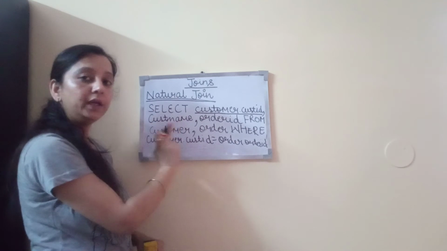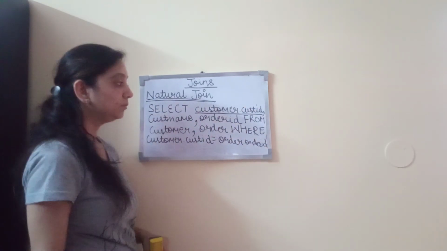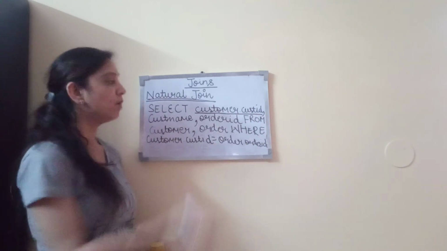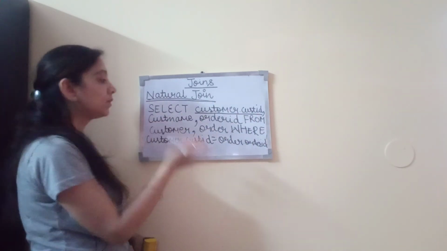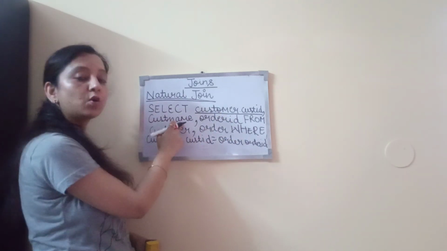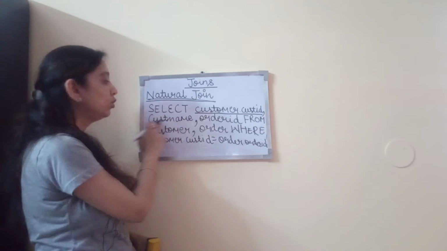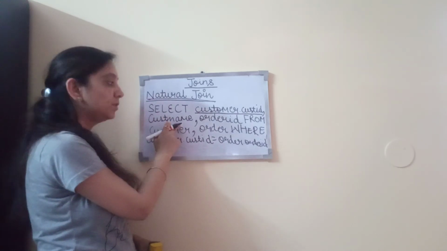So this is the only difference. So we say select customer.customer ID. That is, take customer ID from customer table, comma customer name, comma order ID. Customer name is only present in the customer table, so we do not have to mention from which table. By default, it will take customer name from customer table.